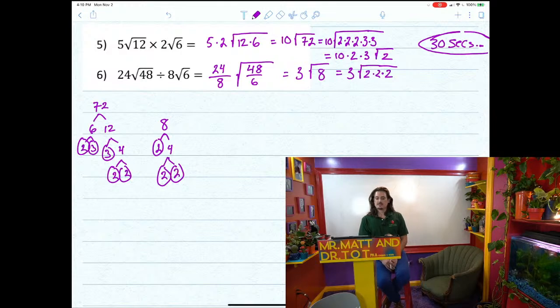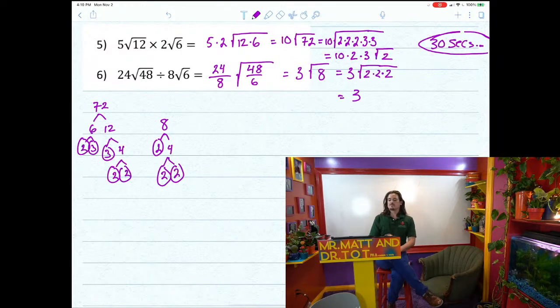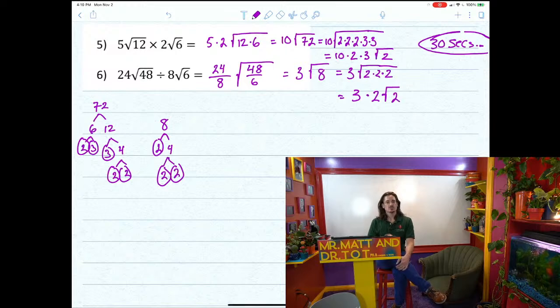Okay, so looking at 5 and 6. So 5 times the square root of 12 times 2 times the square root of 6. We're going to have coefficient times coefficient, radicand times radicand. So that's going to be 5 times 2 times the square root of 12 times 6. So that's going to give us 10 root 72.